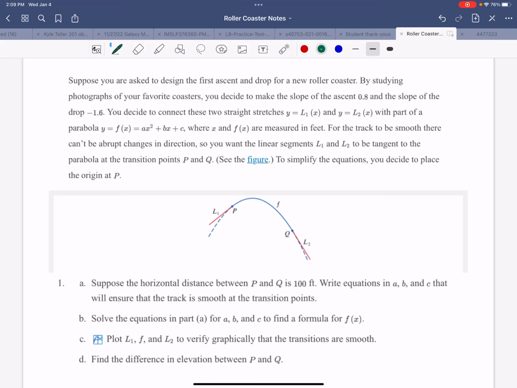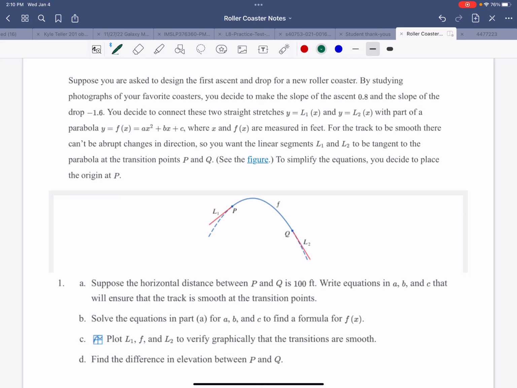Hey everyone, let's tackle problem 1 from the roller coaster project. In this video, I'm going to start you off on problem number 1 on each of the parts. We'll do 1A completely. I'll start you off on B, I'll leave part C to you, and then I'll give you a hint for part D.